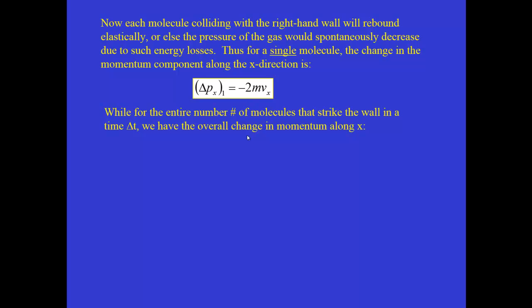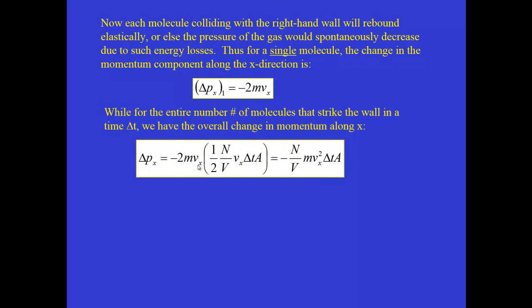Now, for the entire number of molecules that strike the wall in the time delta t, we can write down the total change in momentum of all the molecules along the x direction. That's pretty easy. We take the amount that the momentum changes for a single molecule, which we now know is negative 2mvx, and multiply by the quantity from the previous slide, which is the total number of molecules striking the right-hand wall of the container. And when we simplify, we get this expression here.